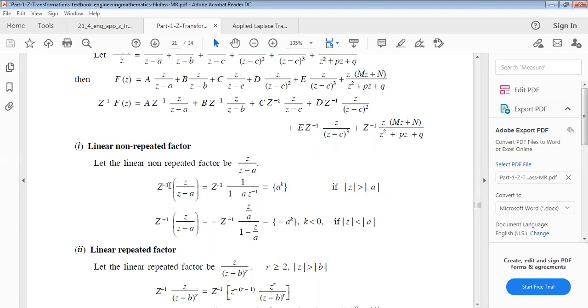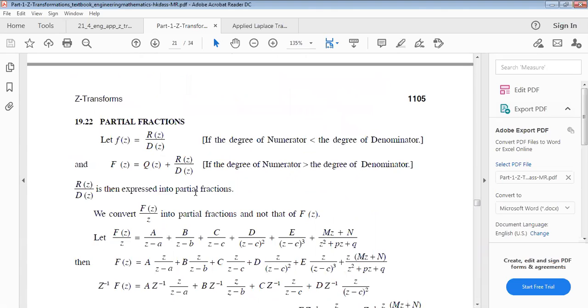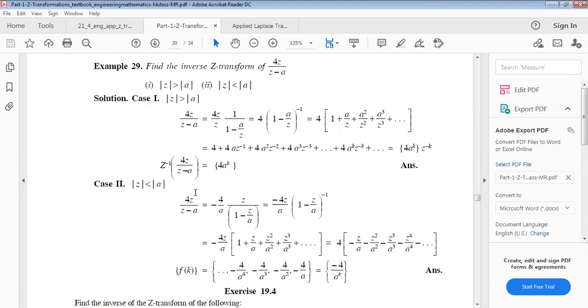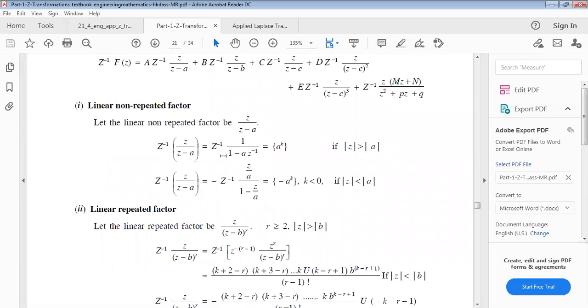So the z transformation of this will be a to the power k, where |z| is greater than |a|. On the other hand, the inverse z transformation of this will be this one when |z| is less than |a|. That means |a| is greater than 1. So we have to take common minus a from this. Actually we have solved this kind of problem. One case is |z| greater than |a|, another is |a| greater than |z|. Just in two cases we are using it here. So this is the linear non-repeated factor.